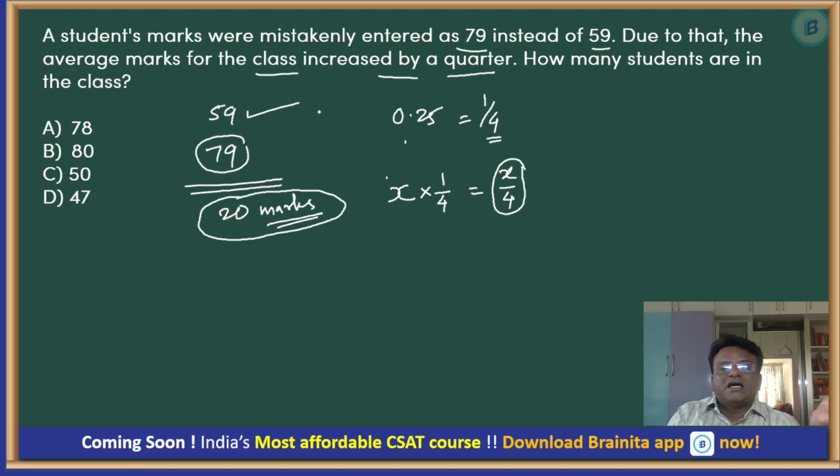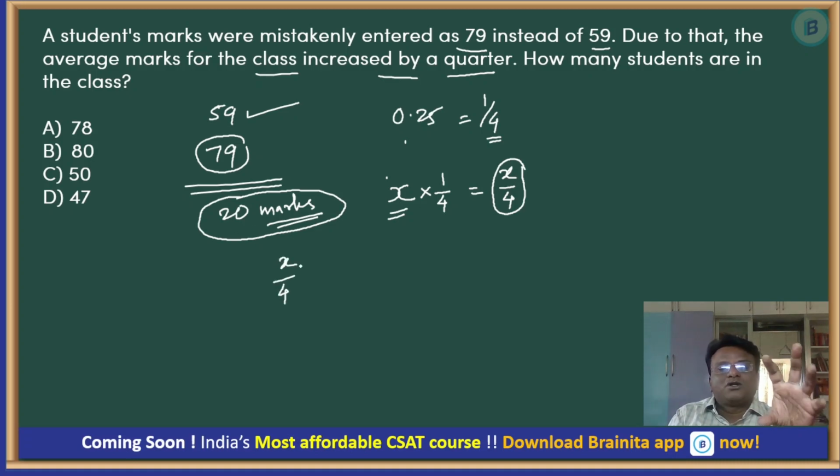Due to that, the average marks of the class, whatever that average was, increased by a quarter. It increased by 1 by 4 marks. We have assumed that the number of students in the class is X. So the overall marks of the class increased by X by 4. But we know the value of this X by 4. X by 4 is nothing but 20.